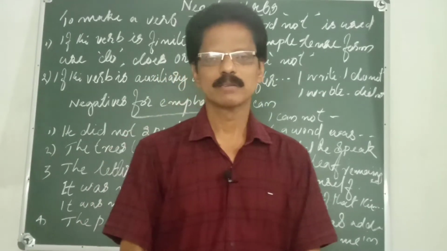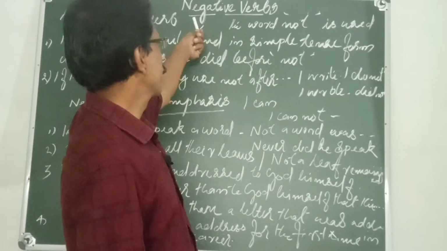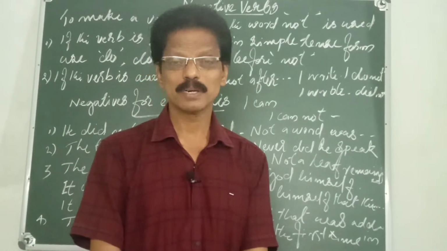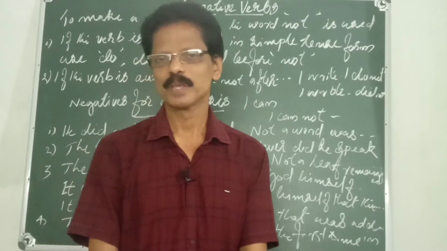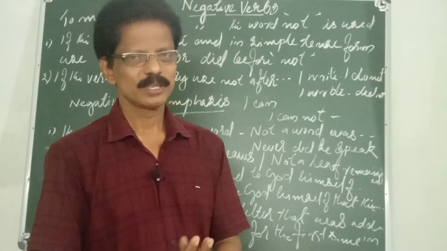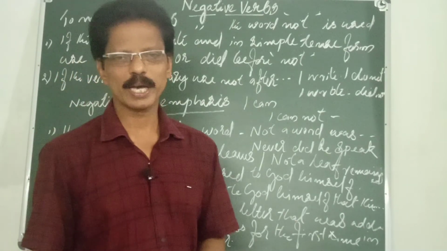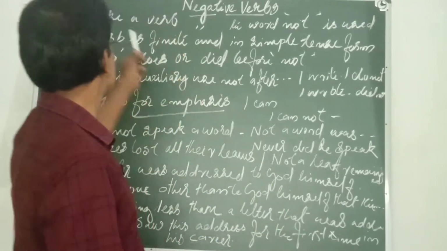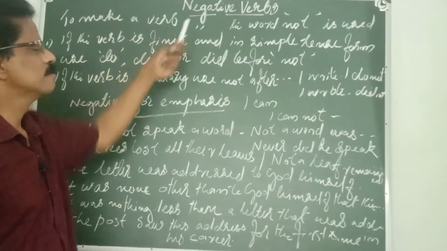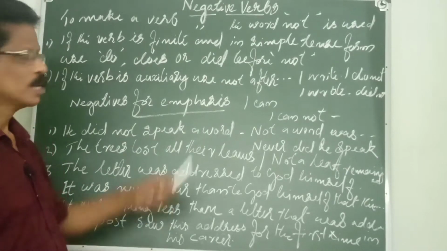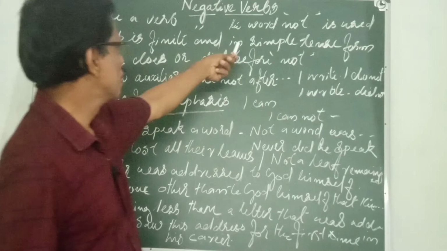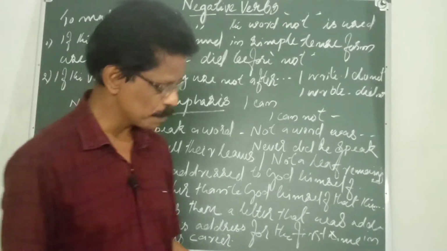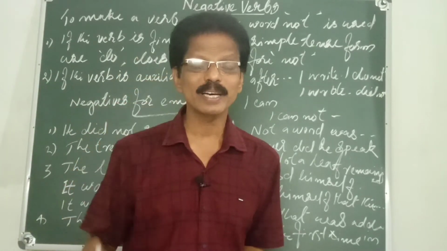Today, let us study a new lesson, that is negative verbs. How to make a verb negative. Generally, a verb is changed into negative by using the word not. To make a verb negative, I repeat, the word not is used.